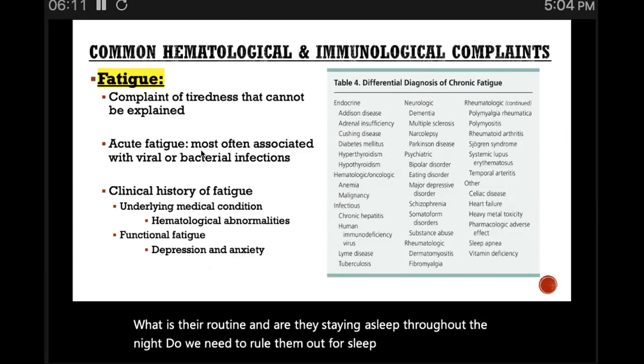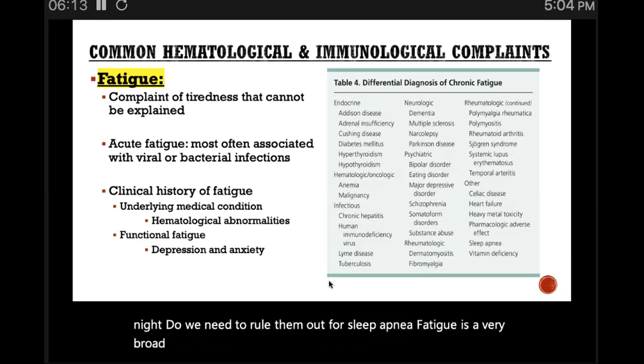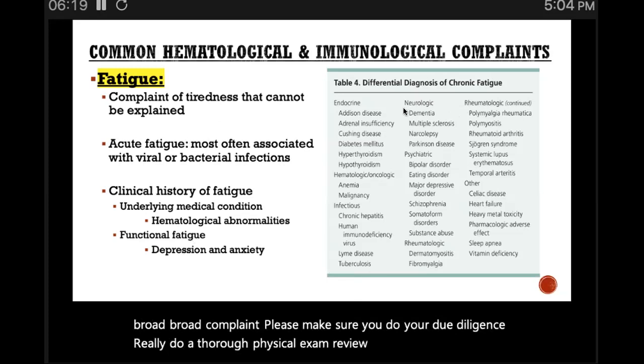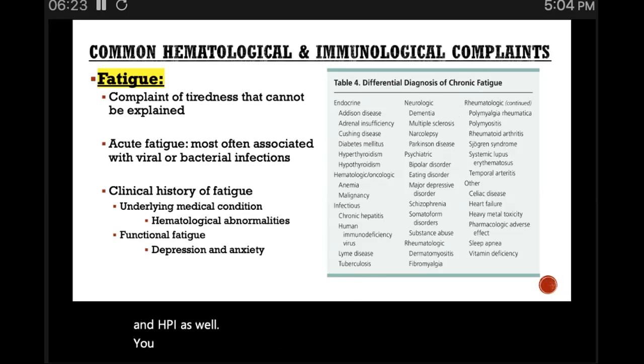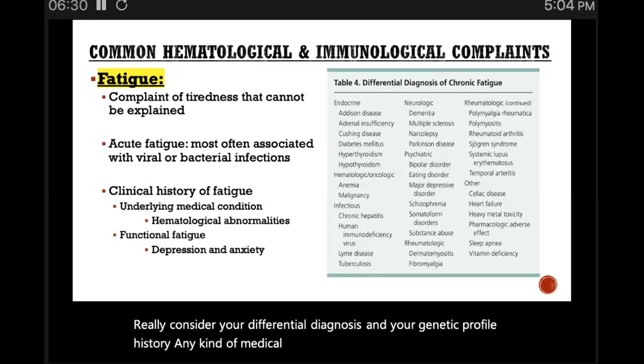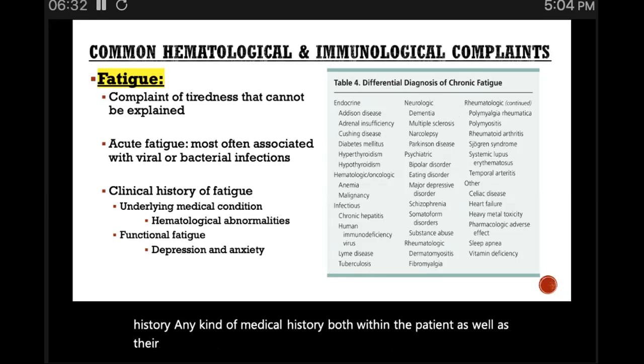Fatigue is a very broad complaint. Please make sure you do your due diligence, really do a thorough physical exam, review of systems and HPI, as well as really consider your differential diagnoses and your genetic history, any kind of medical history, both within the patient as well as their family history.